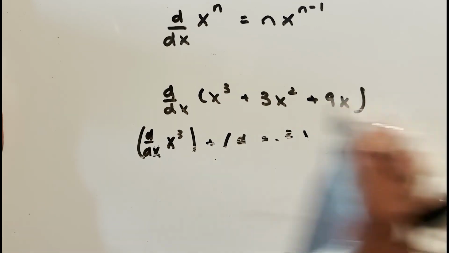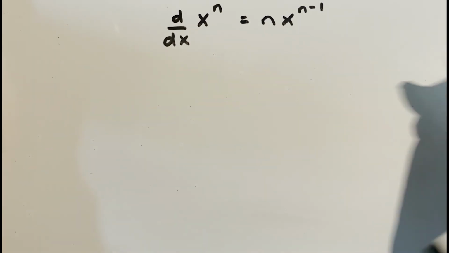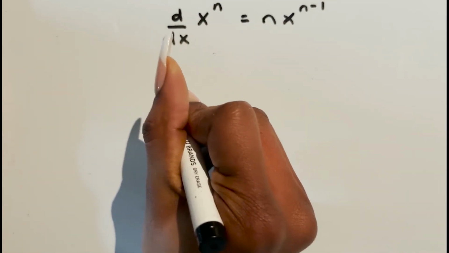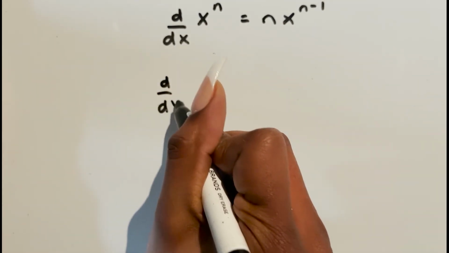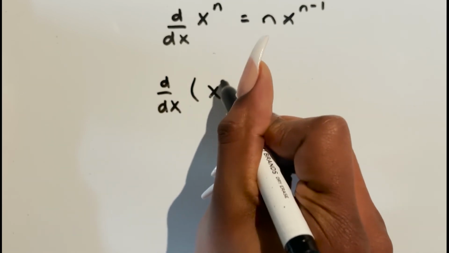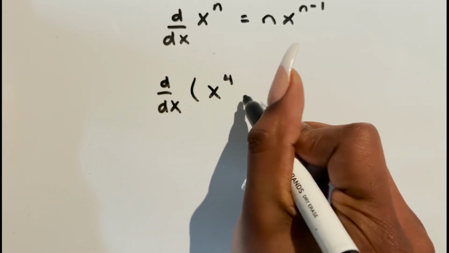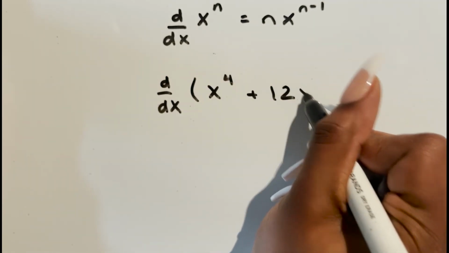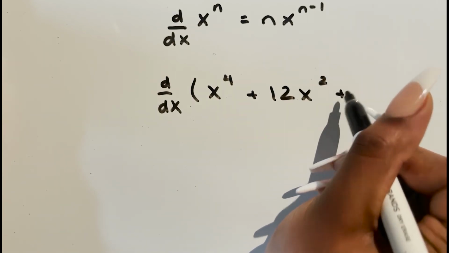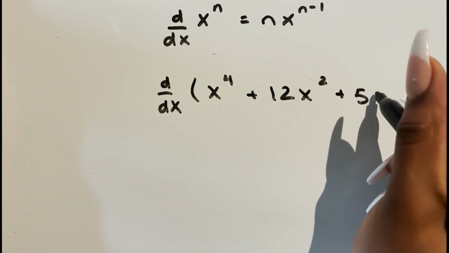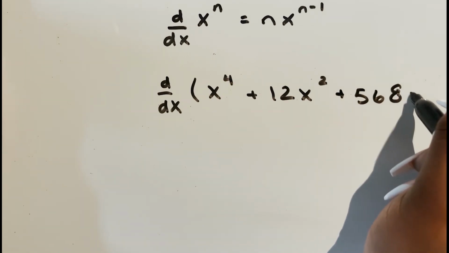Now, I'd love to give you guys an example to do on your own. I'd like you guys to try finding the derivative of x raised to 4 plus 12x squared plus 568x.